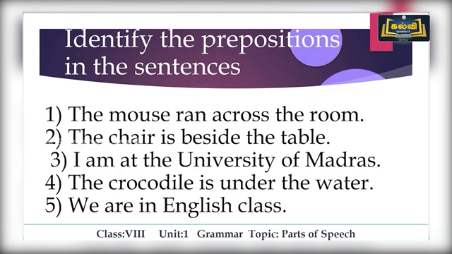Identify the prepositions in the sentences. The mouse ran across the room. The chair is beside the table. I am at the University of Madras. The crocodile is under the water. We are in English class. So guess the prepositions in the sentences. So the first one is across. Second one is beside. Third one at. Fourth one under. Fifth one in.